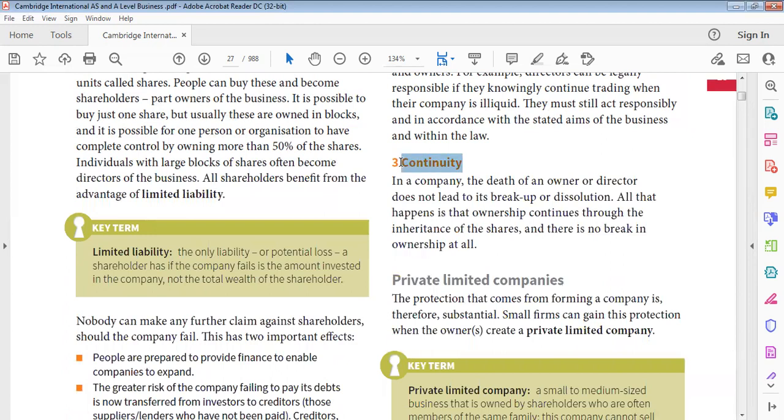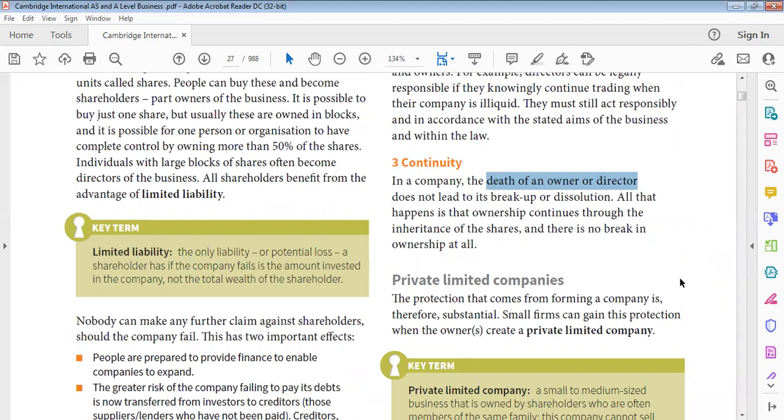And then the third point is continuity. That means even if there is a death of an owner or a director, the firm or the company continues operating. Like Apple. Even after Steve Jobs died, it still continued. It still survives. And even Microsoft, if Bill Gates died today, it would be a big concern for Microsoft, but they'll still continue operating.